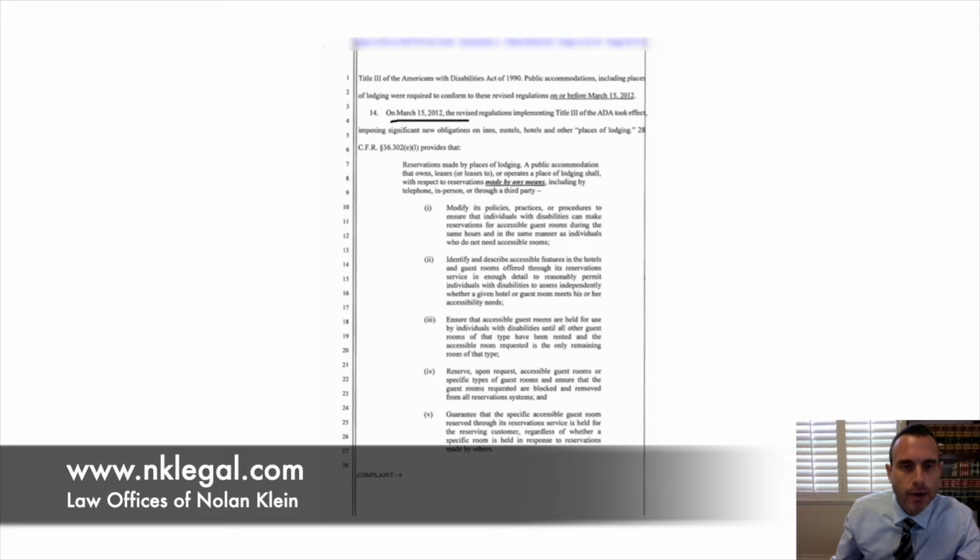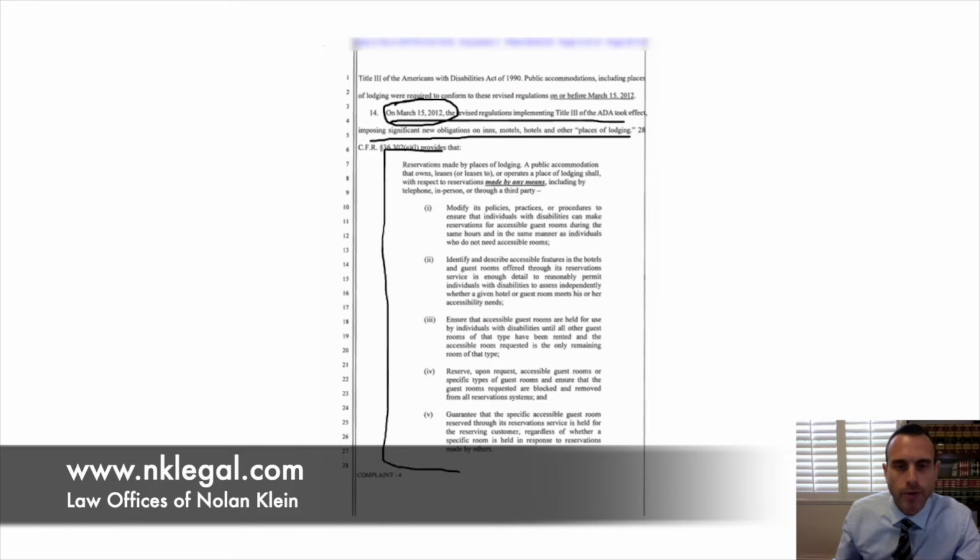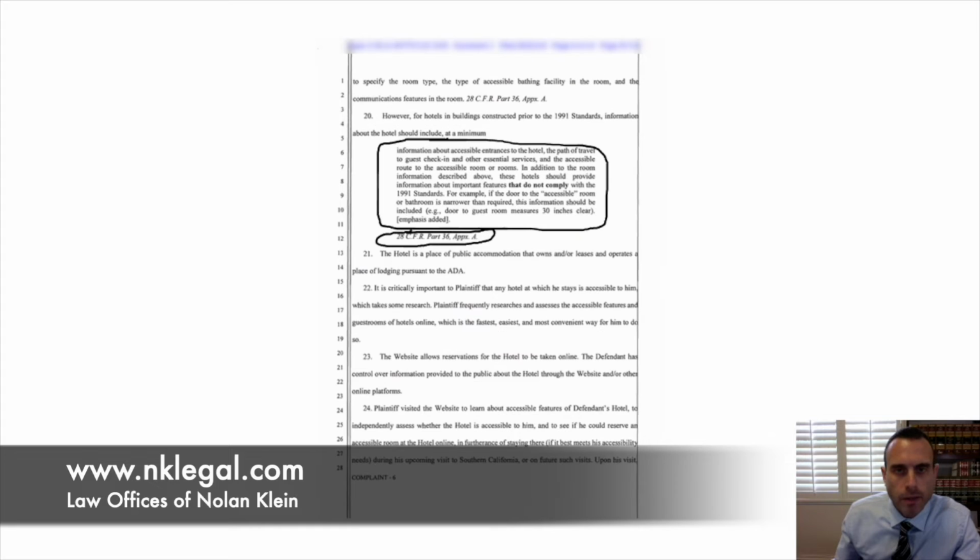This explains in paragraph 14 that the ADA, the 2010 amendments, effective March 15th, 2012, impose significant new obligations on inns, motels, and hotels. And we already discussed all of this in detail, that they have to take reservations from the disabled in the same way as they do from the able-bodied. Okay, and then the plaintiff alleges the website allows reservations to be taken for the hotel online. Defendant has control over the information provided to the public about the hotel through the website or other online platforms.